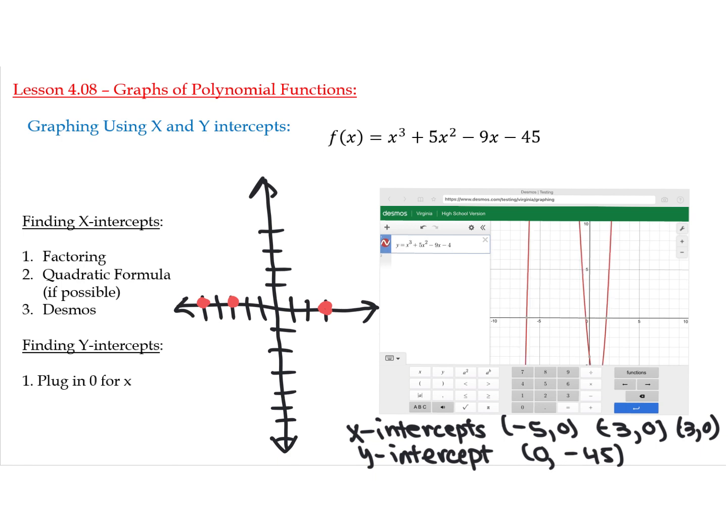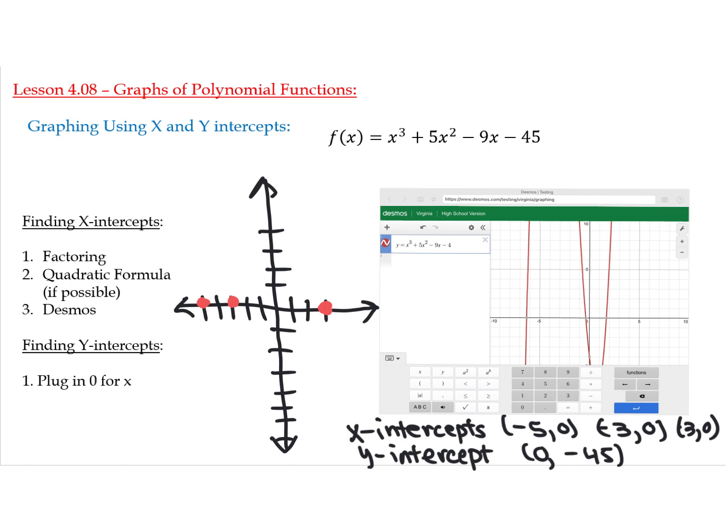All right, to graph a polynomial function, we can do so by finding the x-intercepts and the y-intercepts. Several different ways that you can find the x-intercepts. You can do that by factoring, by the quadratic formula, if possible, if your polynomial is an x squared. But the one that we want to always use is Desmos.